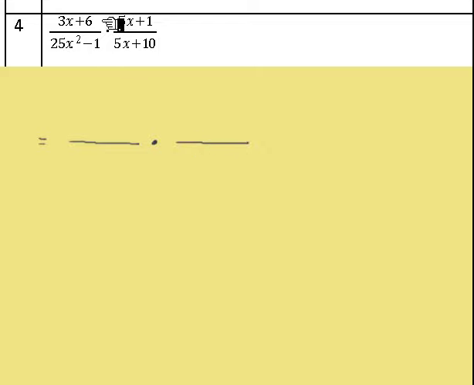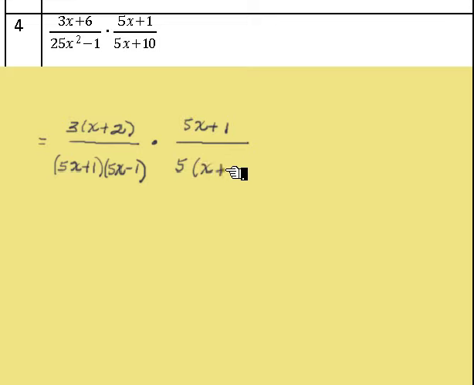Starting with this numerator, we can factor out a 3. All right, so that's 3 times x plus 2. And here in the denominator, we have a difference of 2 squares. That's 5x plus 1 times 5x minus 1. All right, here we have a 5x plus 1. We can't factor anything out of that. And here we have 5x plus 10. Let's factor out a 5: 5 times x plus 2.